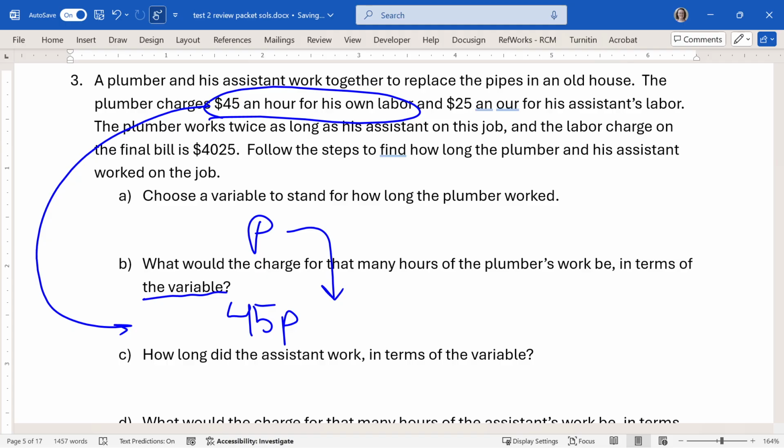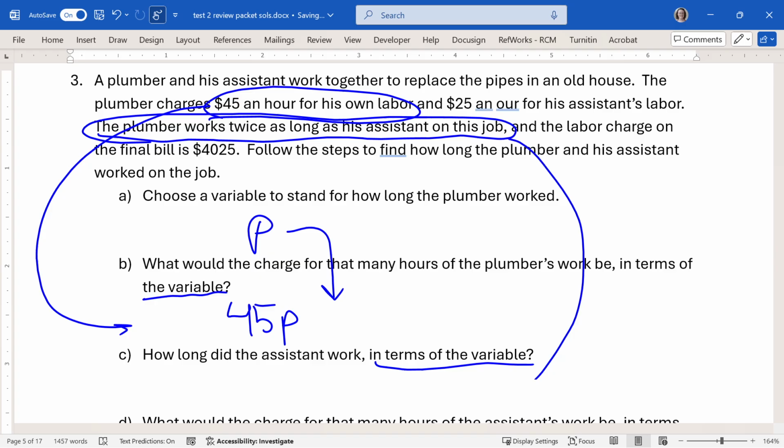Okay, now how long did the assistant work in terms of the variable? So we're not assigning a new variable, we're sticking with P. And we've got to somehow put how long the assistant worked in terms of P. So going back to the problem, this information is coming from right here. The plumber works twice as long as his assistant. So if the plumber worked twice as long as the assistant, then how long did the assistant work? I think it should be half of what the plumber worked, right? So this is going to be 1/2 P.